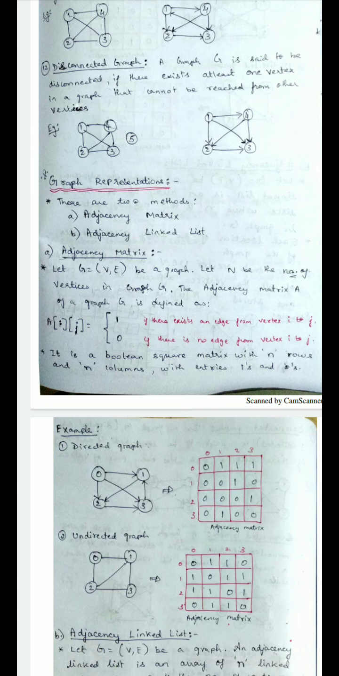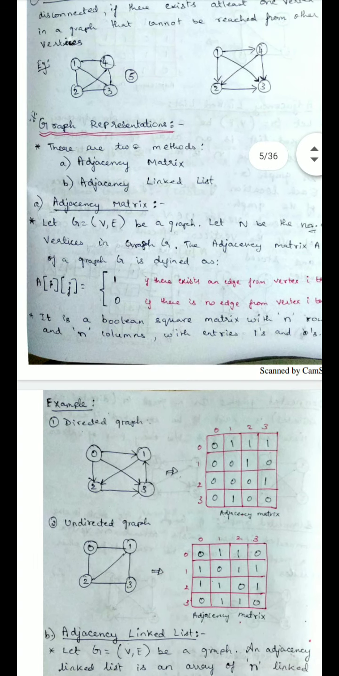We are taking examples of a directed and an undirected graph. In the directed graph we have 4 nodes: 0, 1, 2, 3. How can we form the matrix? Row wise we write 0 1 2 3, and column wise we also write 0 1 2 3. In the directed graph, 0 to 1 has an outgoing edge. For 0 to 0 there is no self loop, hence the value is 0. 0 to 1 has a connection, so the value is 1. 0 to 2 is also connected, so 1. 0 to 3 is also connected, so 1.